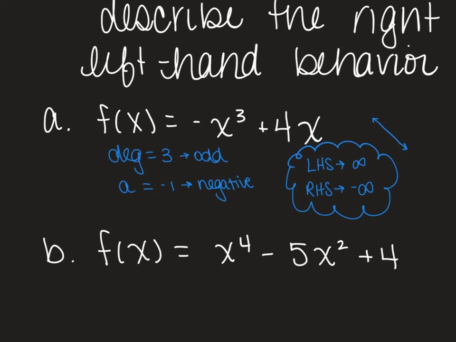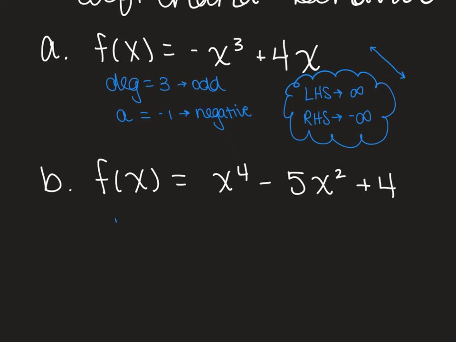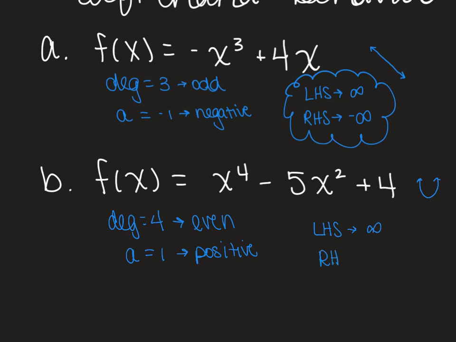So let's look at this last example. So my degree is 4, which is even. My a is a 1, which is positive. So that means I just need to think about the easiest even degreed function that has a positive a. So if I just think about my parabola, when it's positive, it's facing up, it's happy, it's smiling. So that means my ends are both pointing towards positive infinity. So my left-hand side is to infinity. My right-hand side is also going to infinity.